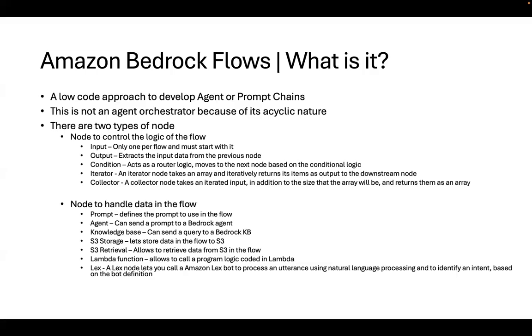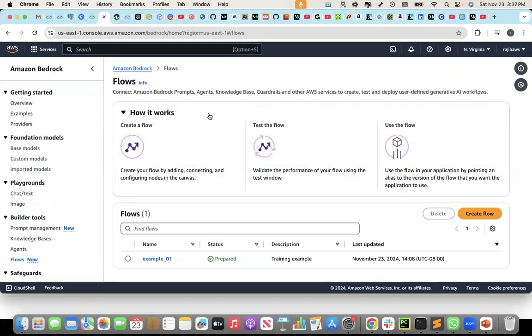Lambda function, that's another beautiful feature that I found, right? If you want to add any programming logic in the flow, you can do it through a Lambda function. For example, if I have a retrieval logic running on a Kubernetes service, I can actually call that retrieval logic using a Lambda function. And the Lex node lets you call an Amazon Lex bot to process an utterance using natural language processing, so you can identify an intent using the Lex node. Let's now go to the demonstration and see how we can create flows.